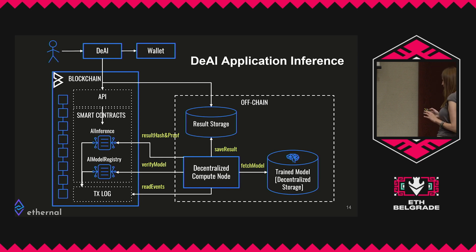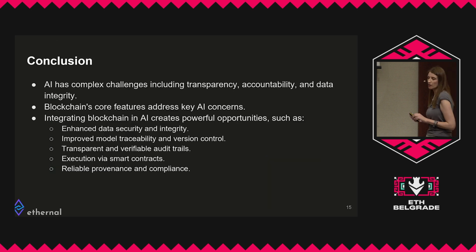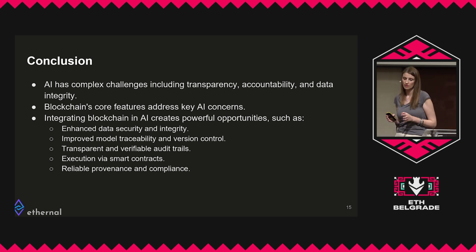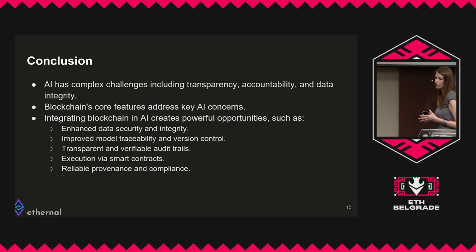So with this approach, different phases of AI processing are captured on the blockchain. We saw the data set, we saw the training of the model, we saw inference, and now we also see user calls. Okay, now that we have gone through all this, we saw that AI has complex challenges, which include transparency, accountability, and data integrity. And we also saw what core features blockchain offers. With these core features, we address AI concerns.